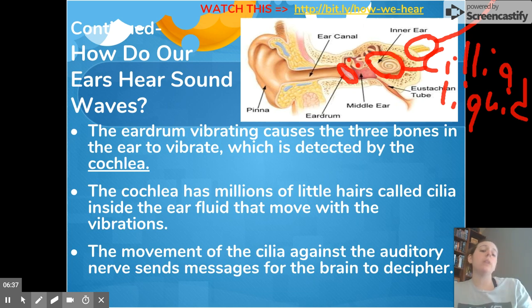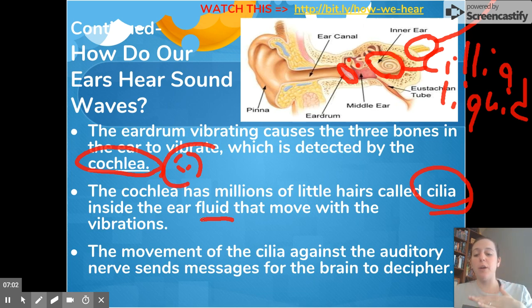I'm going to go ahead and just read through what's on the slide so you can fill in your blanks. So the eardrum vibrating causes the three bones in the ear to vibrate, which is detected by the cochlea, which remember is the snail guy. The cochlea has millions of little hairs in them called the cilia. Inside the ear is also fluid that moves with the vibrations. That movement of the cilia against the auditory nerve sends that message to the brain to decipher so that we know what we're hearing, not just that we are hearing sounds.